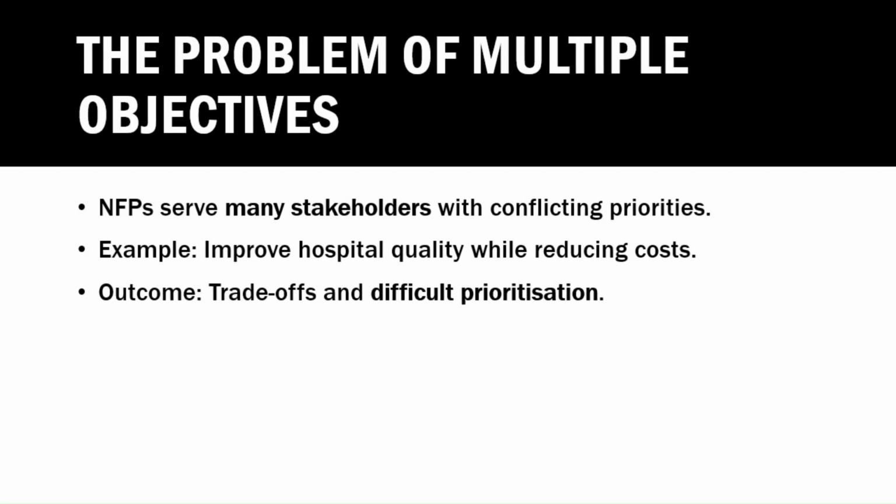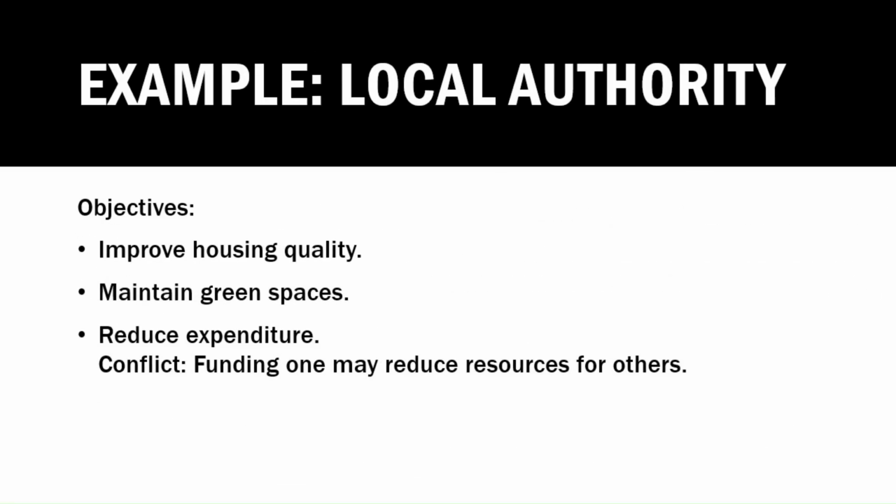Not-for-profit organizations face the challenge of multiple objectives. They serve many stakeholders with conflicting priorities. For example, a hospital might aim to improve service quality while reducing costs, or a council may try to improve housing and protect green areas while cutting expenditure. Management must prioritize and balance trade-offs.